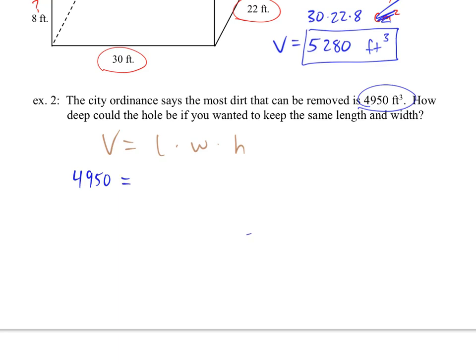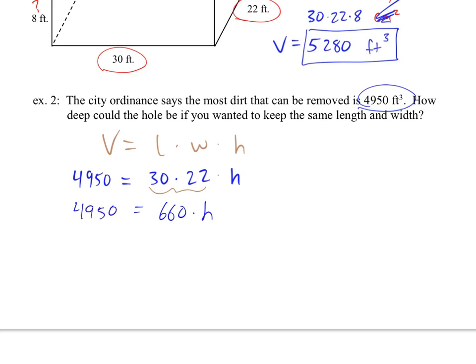Okay. And now our length is going to be 30, and width is 22. And it doesn't really matter which one you call length and which one you call width, but the height, or kind of the depth of our hole, is the thing that we're still trying to find now. And you could go through and do this in 2 steps, divide both sides by 30, then divide both sides by 22. Personally, I like combining these together into just one number. And multiply those, you're going to get 660 times h equals 4,950.